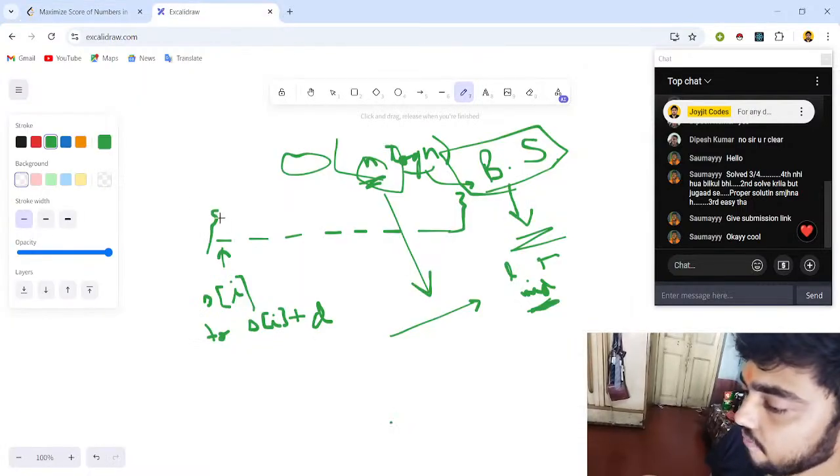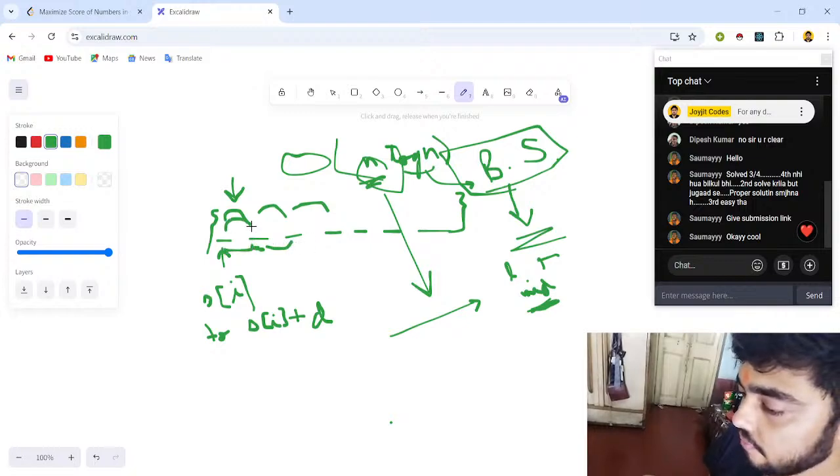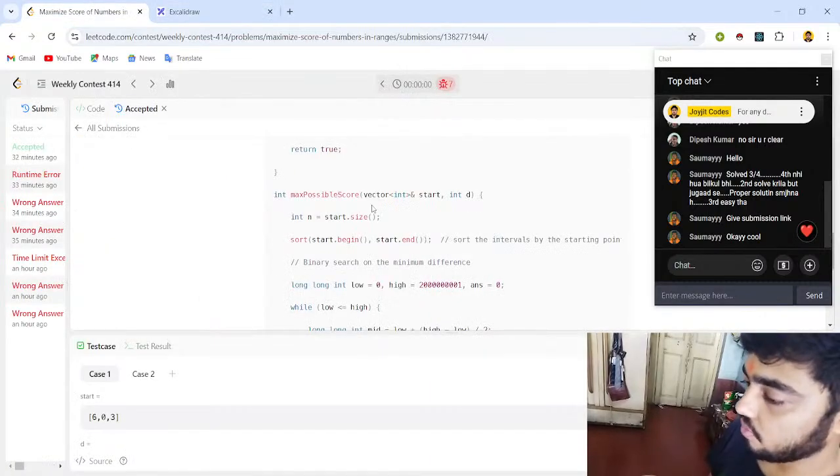Because let's say the minimum difference has to be maximized or something like that. Obviously, if it is sorted, the minimum difference is going to be the difference between two consecutive elements after sorting, right? Because if there is an element which is greater than this as well as greater than this, the difference of these two elements will not be the optimal thing. The optimal thing will be the difference of these two elements or of these two elements, right? So for better simplification of the code, we'll sort the start array first of all.